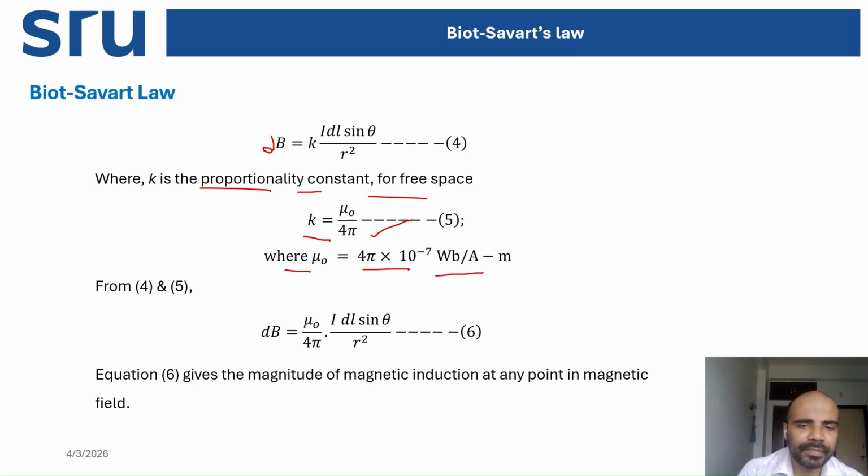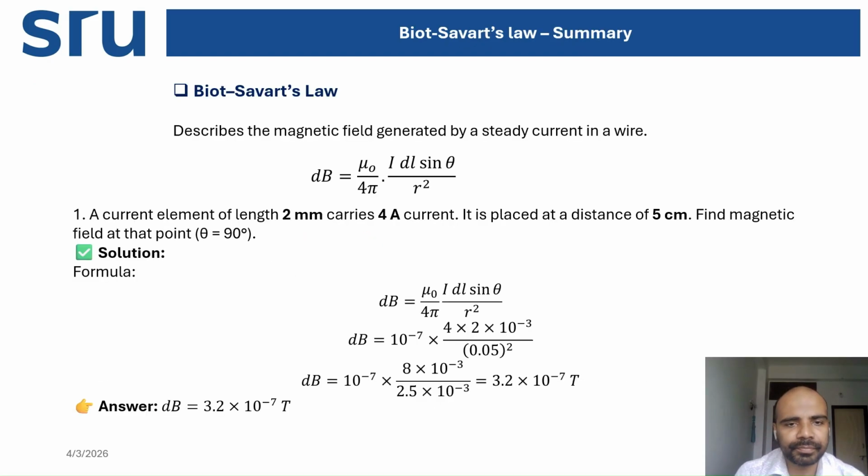So you can say that the proportionality constant k equals mu 0 by 4 pi. So dB equals mu 0 by 4 pi into I dl sin theta by r square, right? So this is equation number 6, which gives the magnitude of magnetic induction or magnetic field or magnetic flux density at a field point in a magnetic field, right? So hope it is clear now. So moving to the next slide.